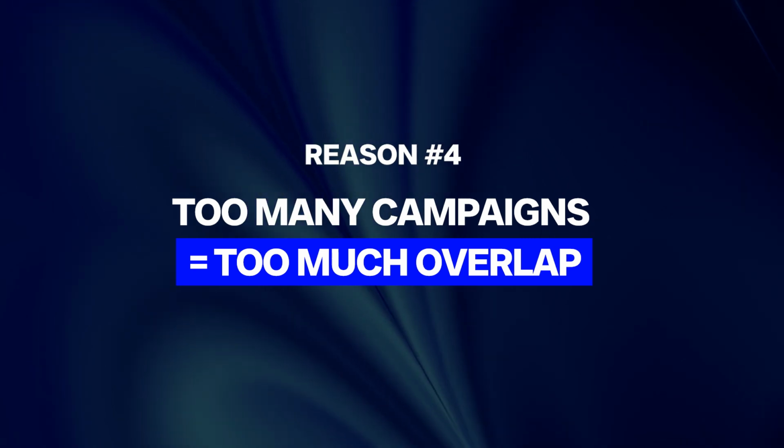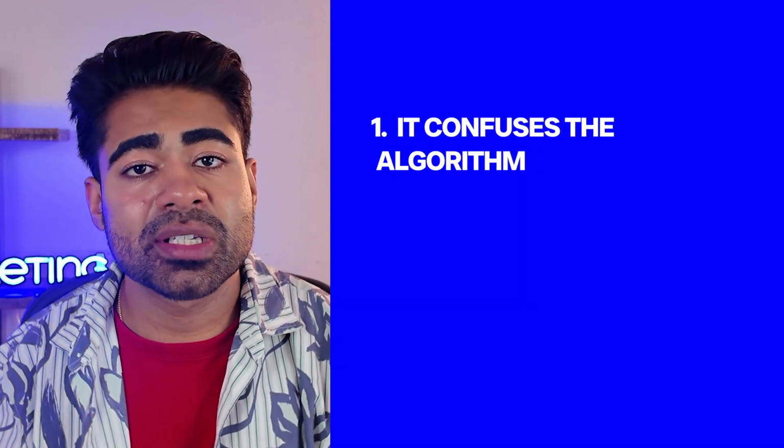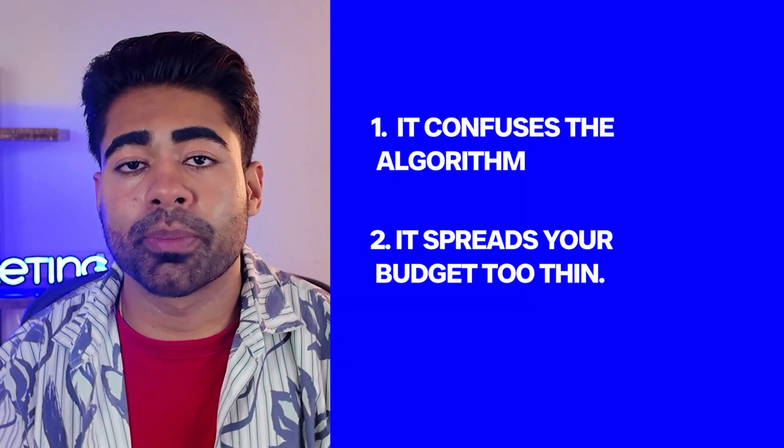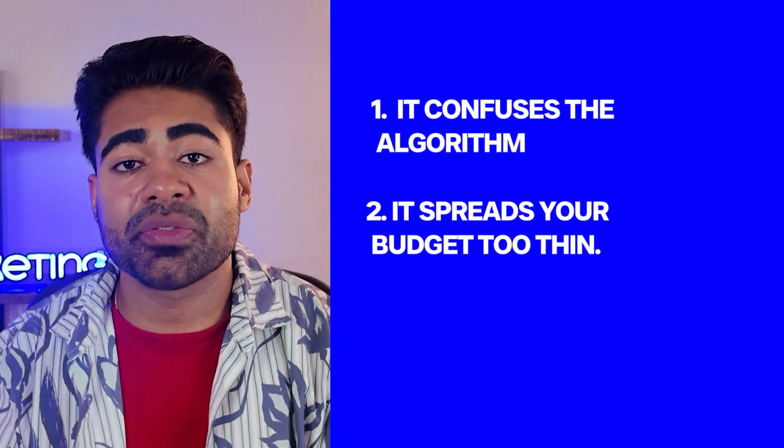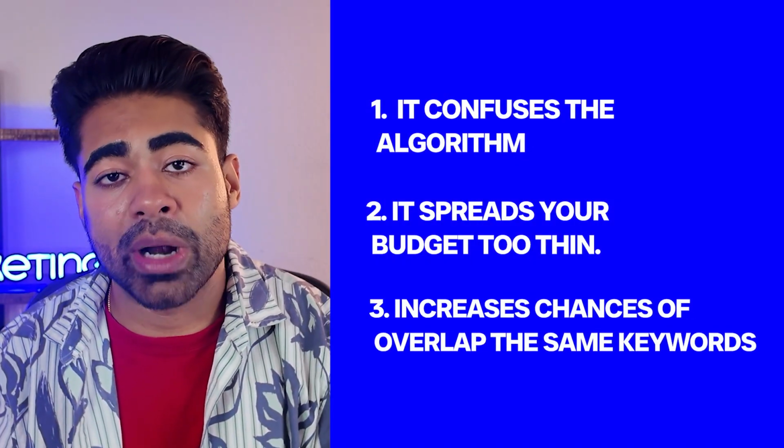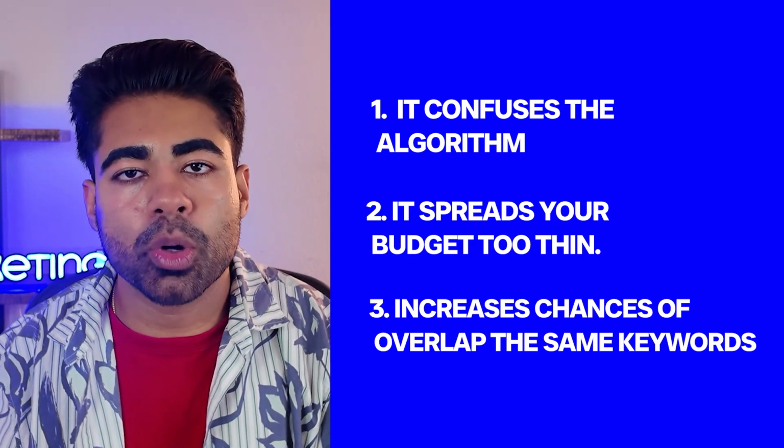But the next major reason why your ROAS might be dipping is because there are too many campaigns or too much overlap going on. One of the worst things you can do for your brand is push a lot of stuff all together hoping that it works. All this does is, number one, it confuses the algorithm. Number two, it spreads your budget too thin. So instead of having a few things getting tested properly, nothing gets tested properly because it's all over the place. And number three, this increases chances of overlap, the same keywords getting ranked for within multiple campaigns, the same product fighting for the auction within multiple different campaigns.